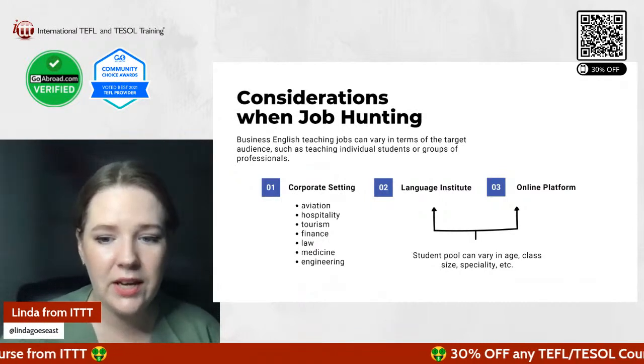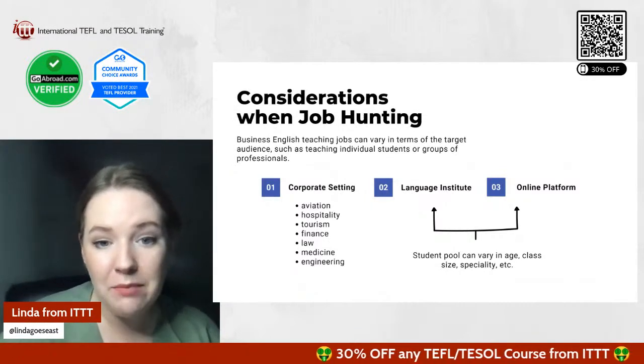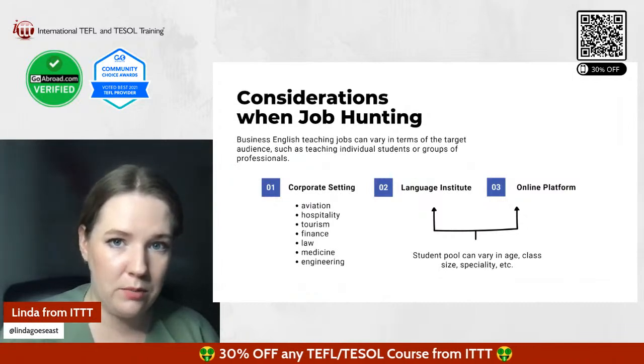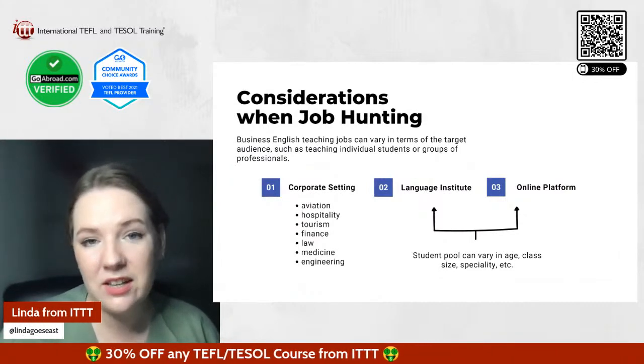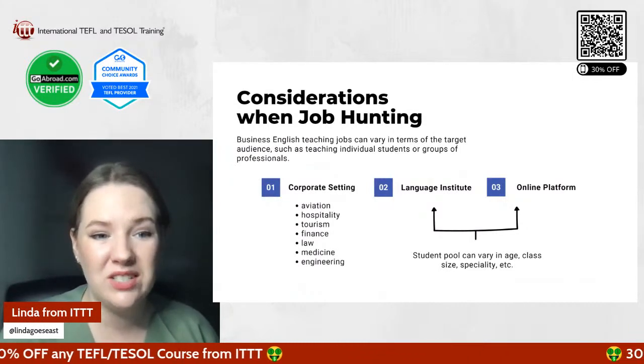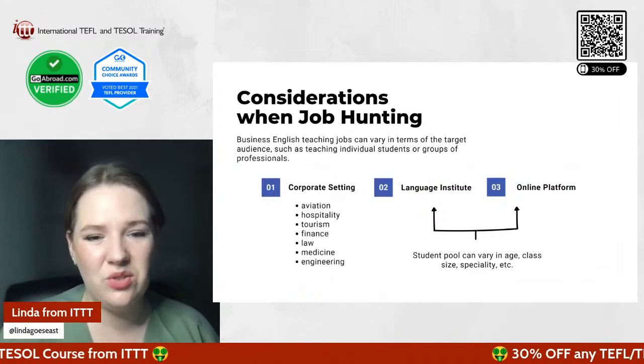And then the other situation is online platforms. On online platforms, you teach business English online, of course. So you don't go anywhere. You stay where you are and you do that.